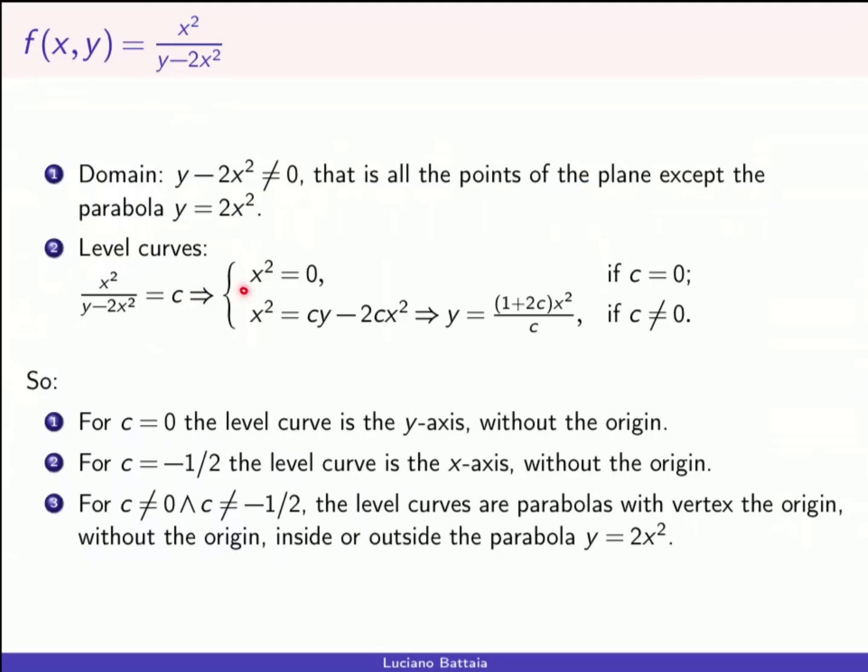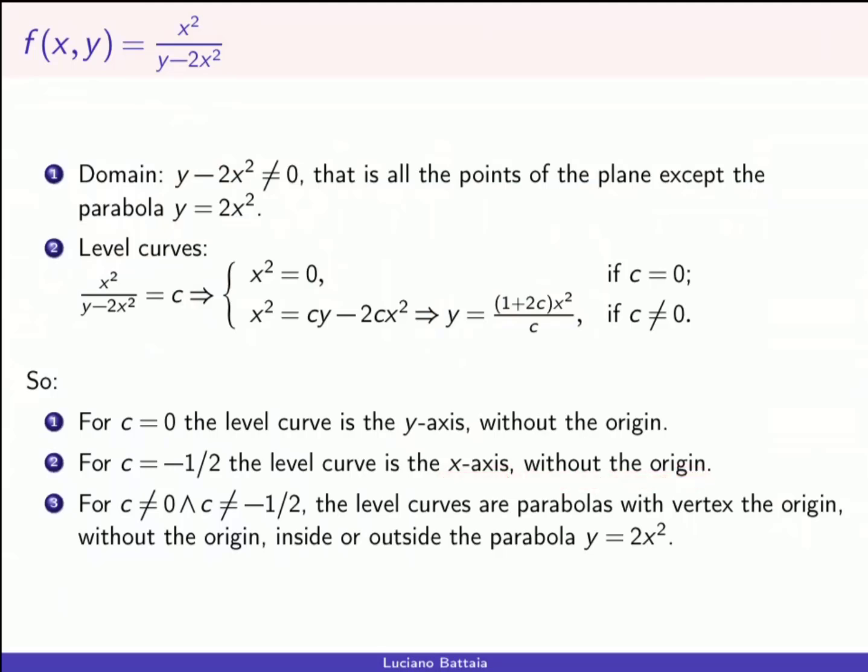So if c is 0, we obtain x squared equals 0. If c is different from 0, we can rewrite this equation in this way. Then, for c equals 0, the level curve is the y-axis, that is x equals 0, without the origin that belongs to this parabola. For c equals minus 1 over 2, this numerator becomes 0, so we have y equals 0, that is the x-axis, always without the origin.